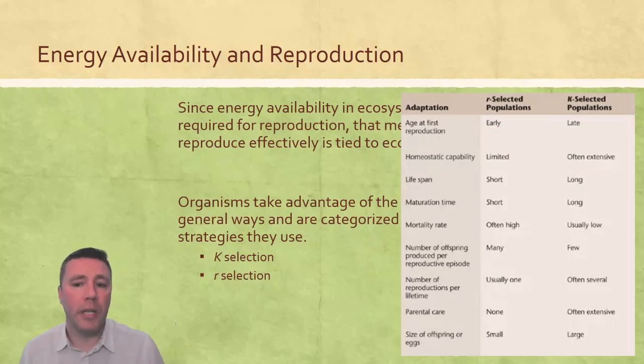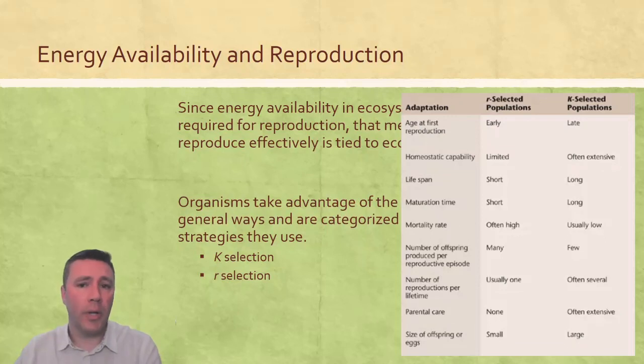An R-selected population tends to have a relatively short lifespan. They also tend to reach sexual maturity quite early. They often have a very high mortality rate with very few offspring surviving to reproduction. They usually have very little parental care, and their offspring tend to be tiny. For a K-selected species, the opposite is true. They tend to have relatively longer lifespans. They tend to take up a much larger proportion of their total lifespan to reach sexual maturity. Most of their offspring do reach sexual maturity because they have extensive parental care, and those offspring are in fact quite large.